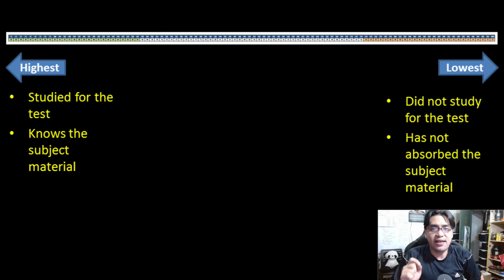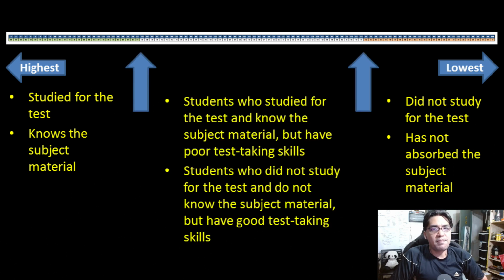And on the other extreme side of the line, you have students with low scores on the test. It may be safe to assume that these are the students who have not studied for this test and have not absorbed the subject material that this test is measuring. The problem is the middle part of the line. In the middle part of the line, you have students that may actually know the subject material and have studied, but maybe they just have poor test-taking skills or poor comprehension, so that even if they know the answer, they still got the question wrong.